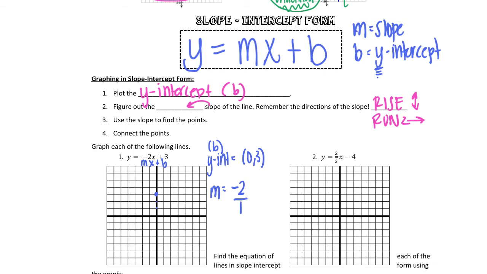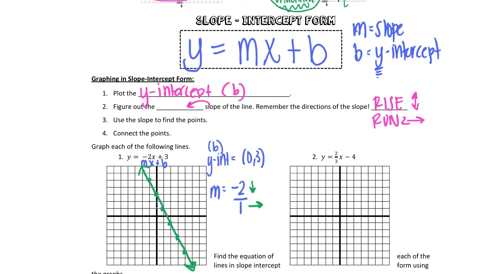This rise is telling us to go -2. That means we go down 2. +1 tells us to go right 1. So we're going to go back to our y-intercept over here. Go down 2, right 1. Down 2, right 1. Continue that across your graph until you've got enough points to make a straight line. And now you've graphed it using the slope-intercept form.